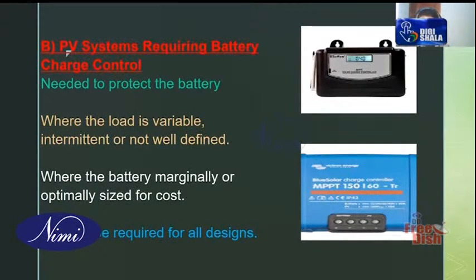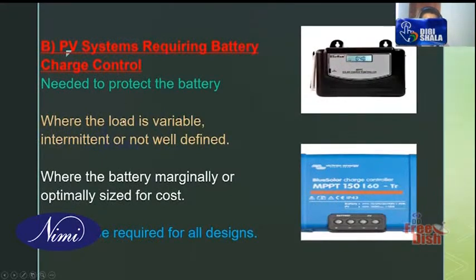When the discharging goes beyond the DOD we discussed last class, the maximum depth of discharge we can go, it will cause sulfation-like problems. The life of the battery will be ended. So battery protection is required. Your charge controller protects your battery from overcharging and over discharging.